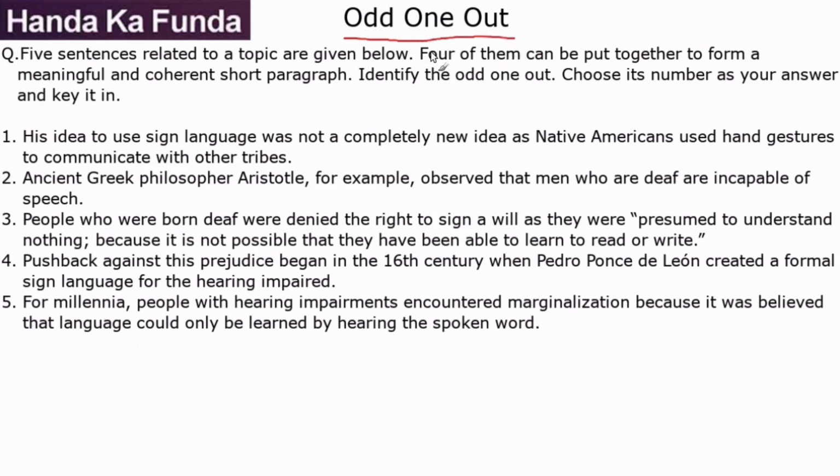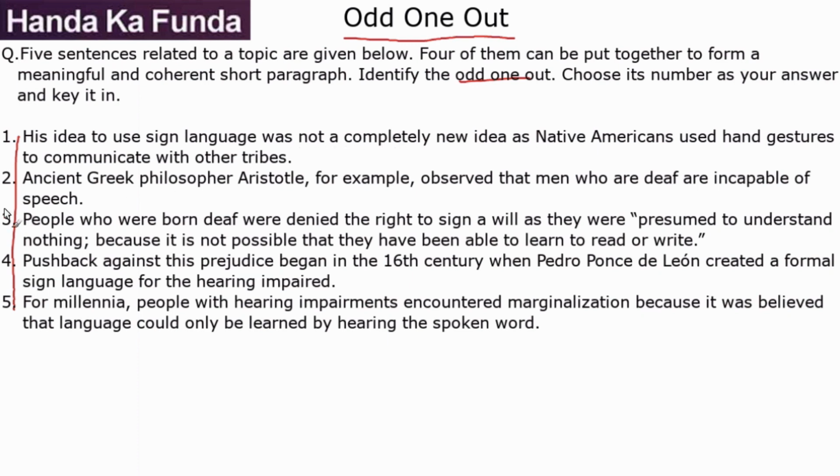In these type of questions, what you need to do is go through these sentences which are given to you. As you can see, there are 5 sentences given to you here, and you need to identify the one sentence which is the odd one out, which doesn't fit in. The other 4 should form a coherent paragraph.